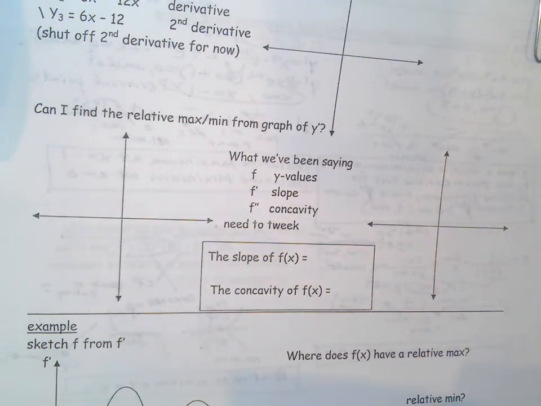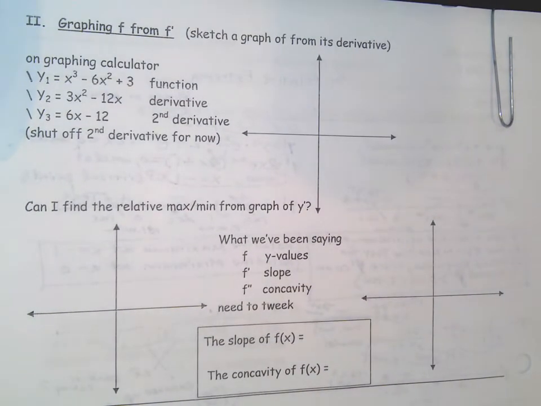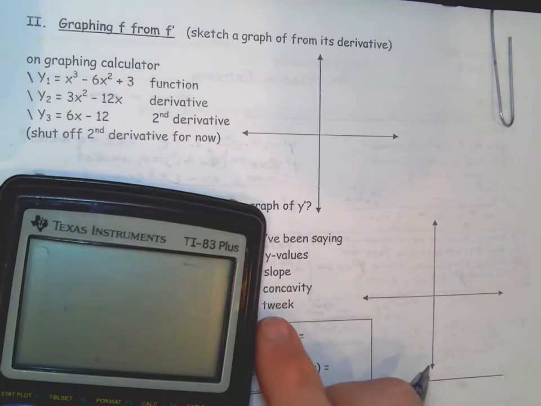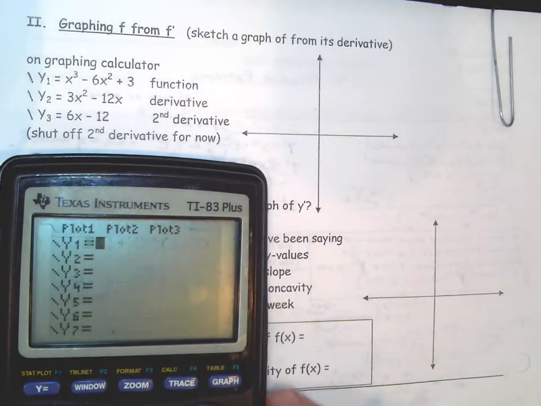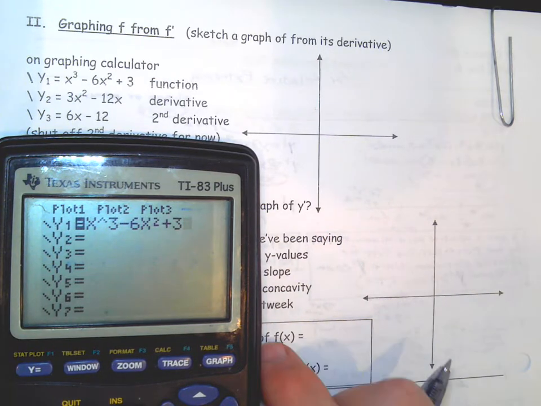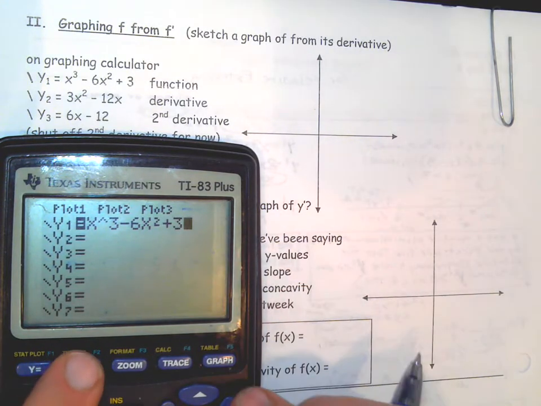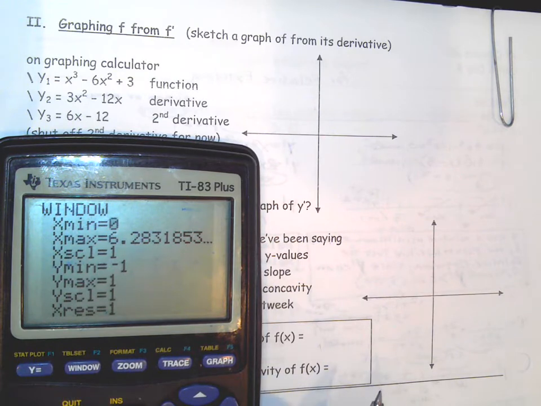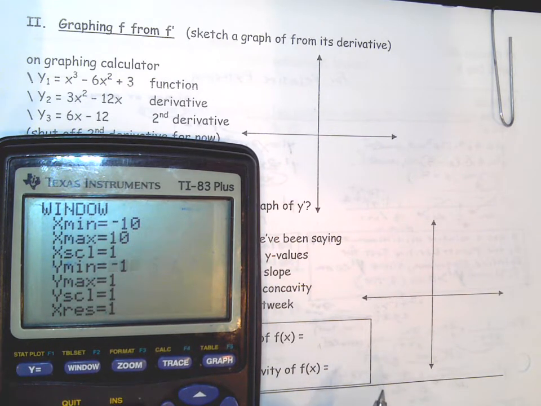Okay, so let's take a look at the back here. I'm going to try and make some more connections. Now, we're going to start looking at graphs of derivatives and second derivatives and trying to get information from them. So with a graphing calculator, I'm just going to show you some stuff here. I'm going to put this in here, x to the third minus 6x squared plus 3. Now, this is a cubic, right? So you should know what the graph's going to look like. I'm going to say negative 10 to 10, negative 10 to 10.